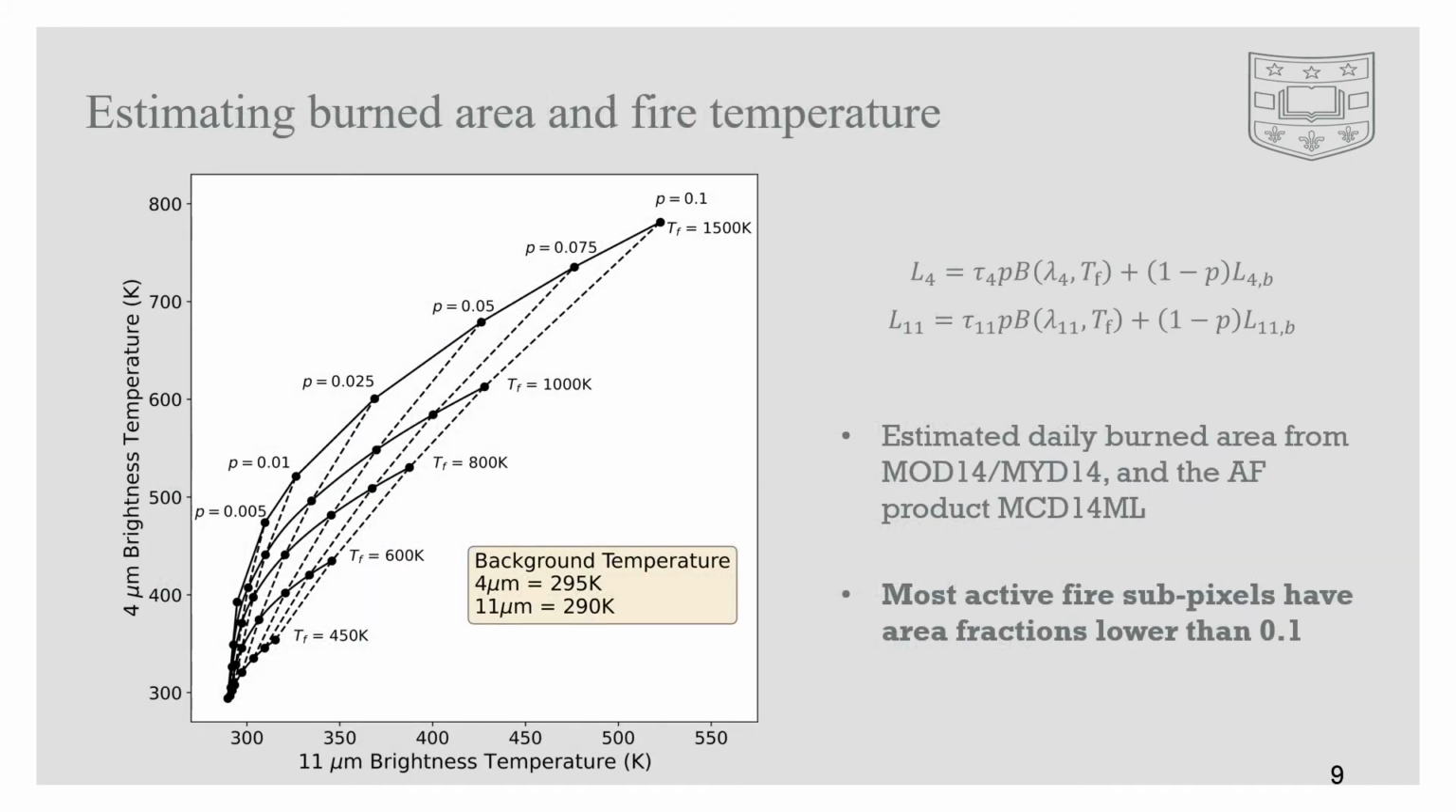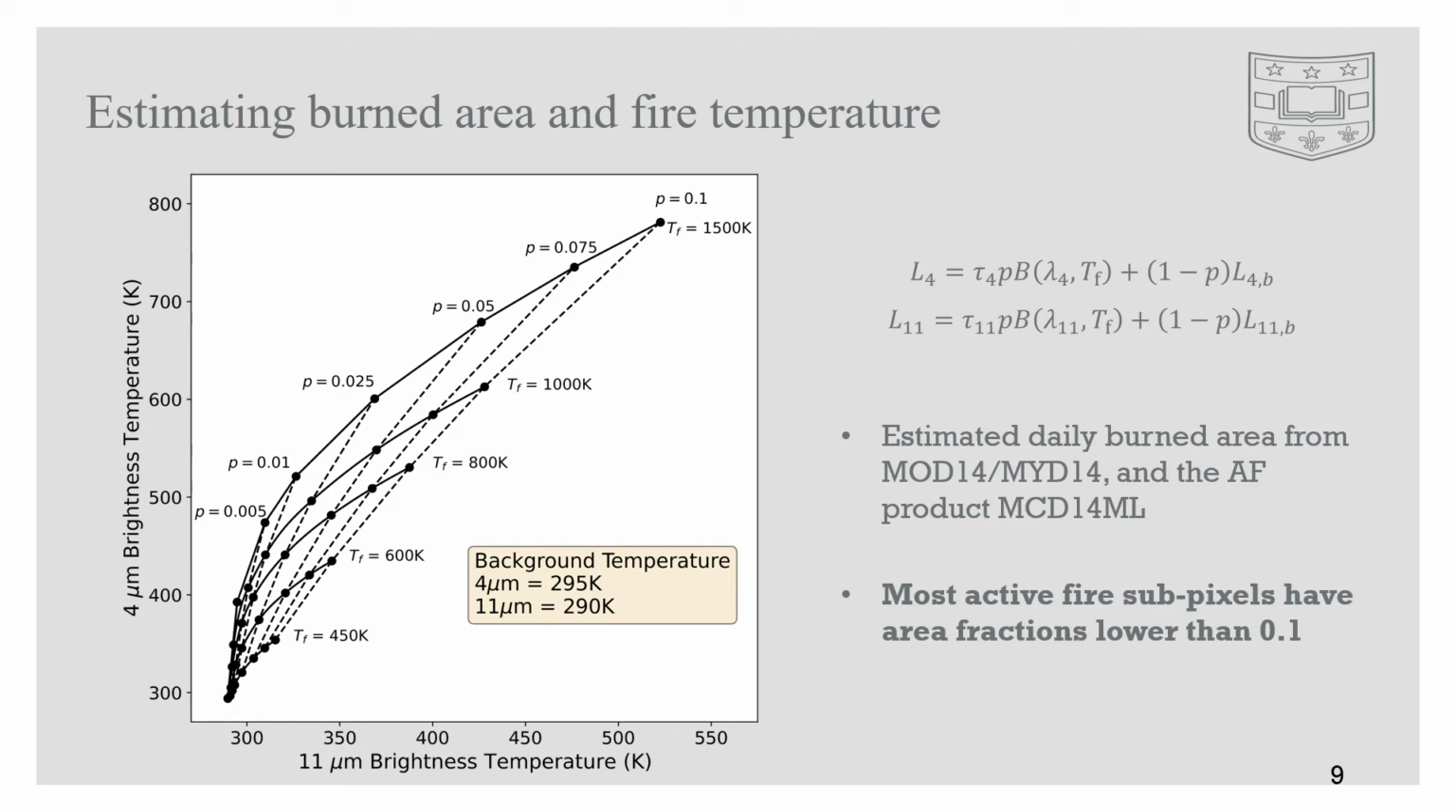Based on the equations we introduced above, we can draw a response curve for burn area retrieval. In this plot, the x-axis is the brightness temperature of the active fire pixel at 11 micrometer, and the y-axis is for 4 micrometer. The background temperatures for the two bands are fixed as constants at 295 Kelvin and 290 Kelvin.